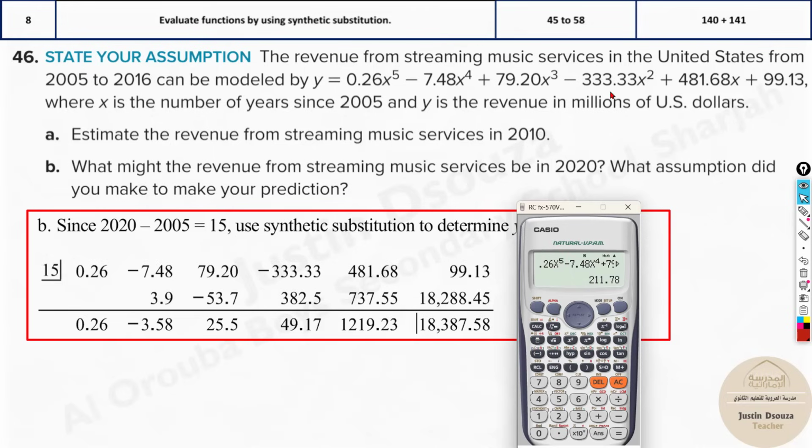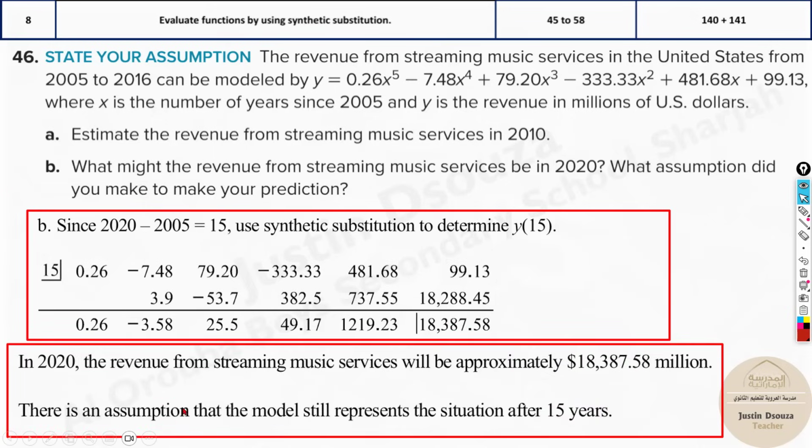So all you need to do is change it to what year? 15. Why? Because from 2005 to 2020 it is 15. So same equation, don't change the equation, don't press on or AC, just press calc and change from 5 to 15. What is the answer? 18,387.58, but this is all millions, so 18,387 million. So that is the answer.